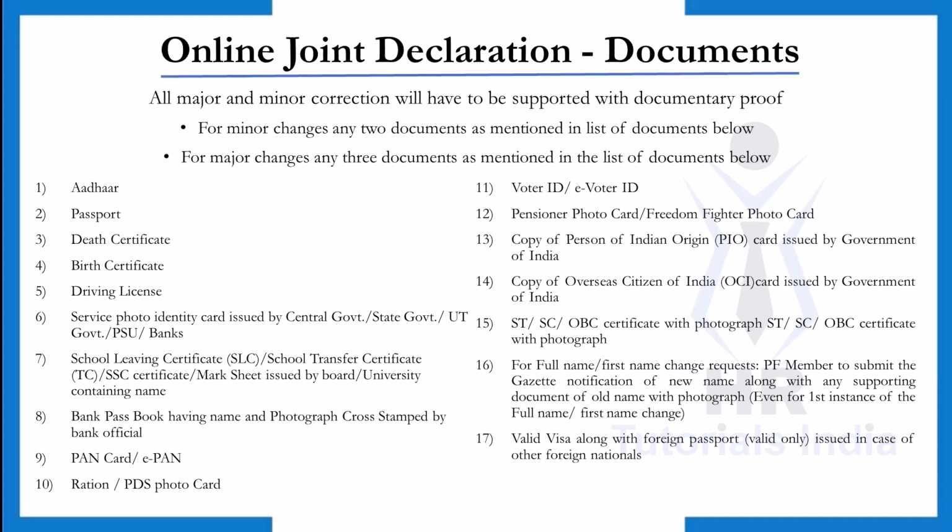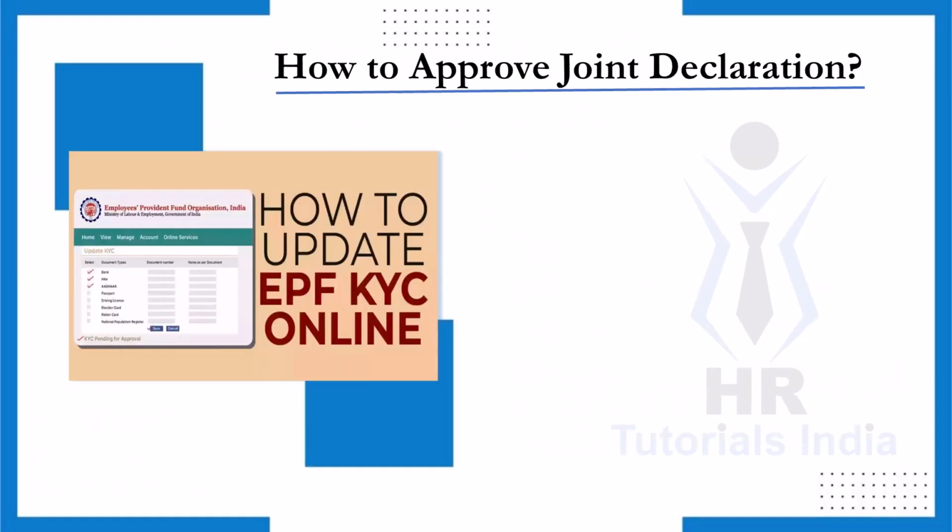So dear friends, these are the 17 documents which are required as proof depending upon the changes we make in the joint declaration. For minor changes, 2 documents are required, and for major changes, about 3 documents are required for approving the joint declaration, for the name change or whatever corrections we make in the joint declaration. How to approve joint declaration?